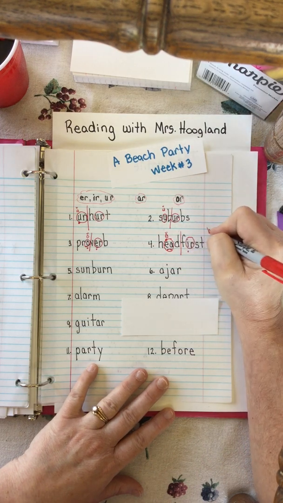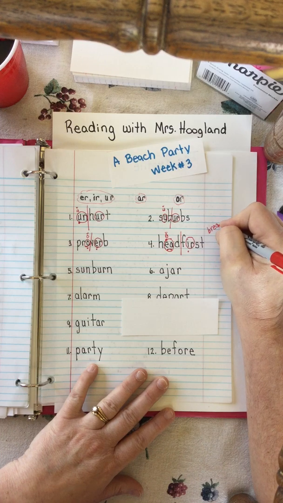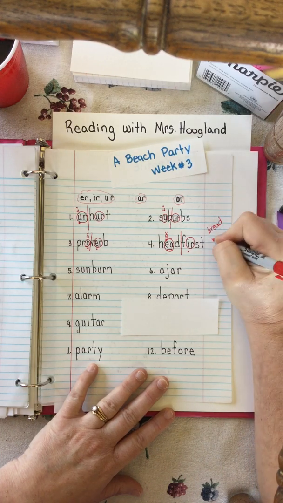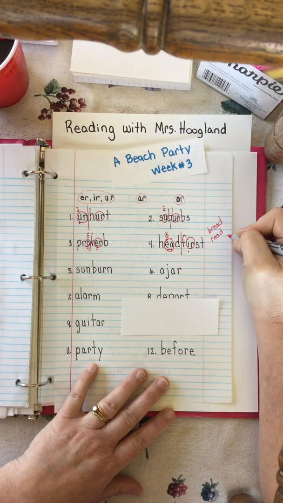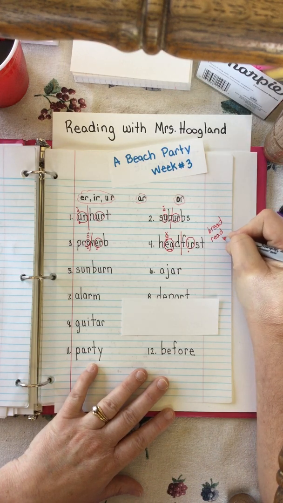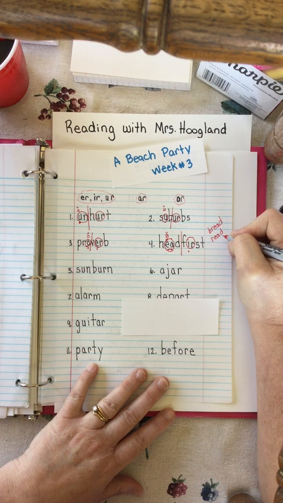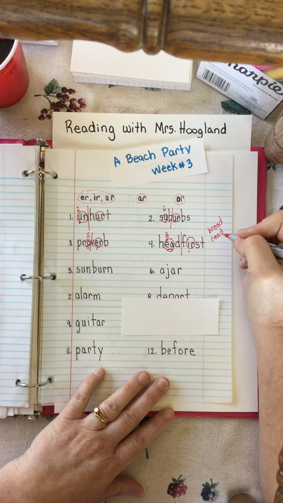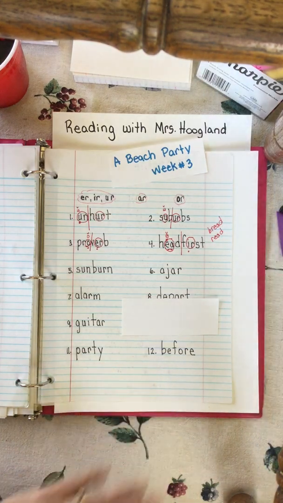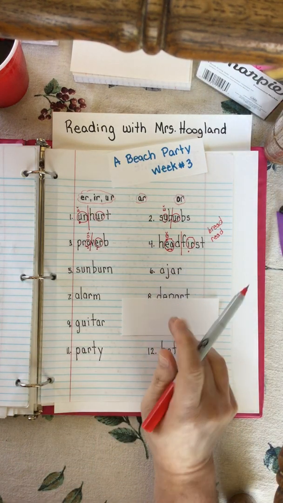Another instance of that would be the word bread. Okay, we can say this one right here is either read or red, depending on the context of your sentence. Okay, so these are a couple other instances where EA says short E. Right, so this word is head first.